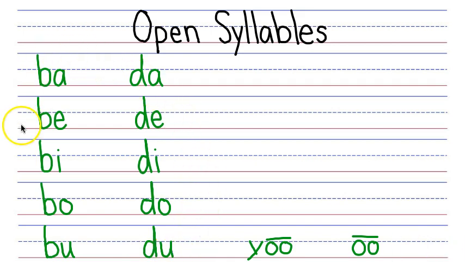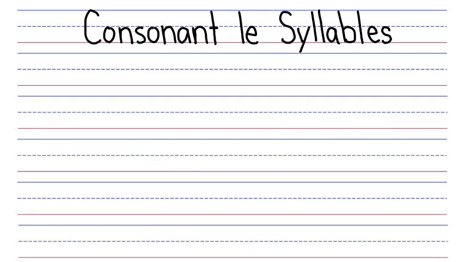So these were all examples of open syllables, because they are syllables that end with a single vowel letter that's making a long vowel sound. Now let's write and read some consonant LE syllables.